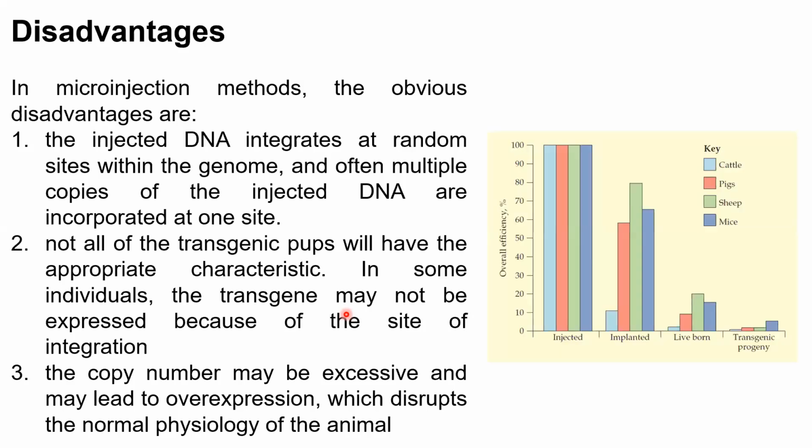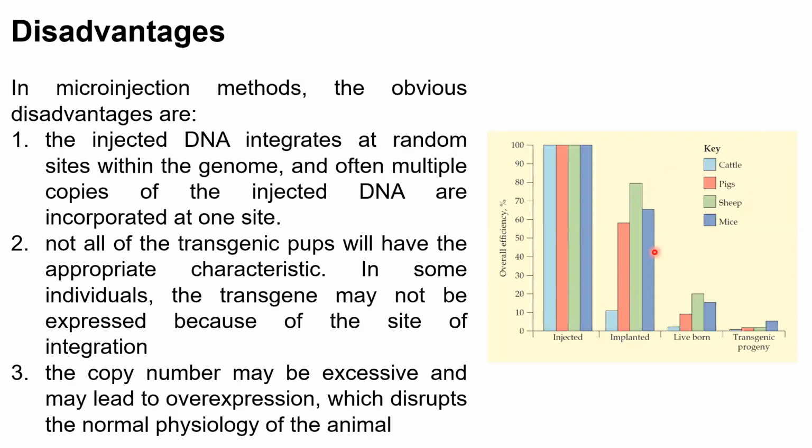The fourth disadvantage of the microinjection is efficiency. For example, you could see we have a comparison here between cattle, pigs, sheep, and mice. All of them are injected. Now, after implantation, we could see within cattle, it's just about 10%. Within pigs, it's around 60%. Above 80 is sheep and mice.